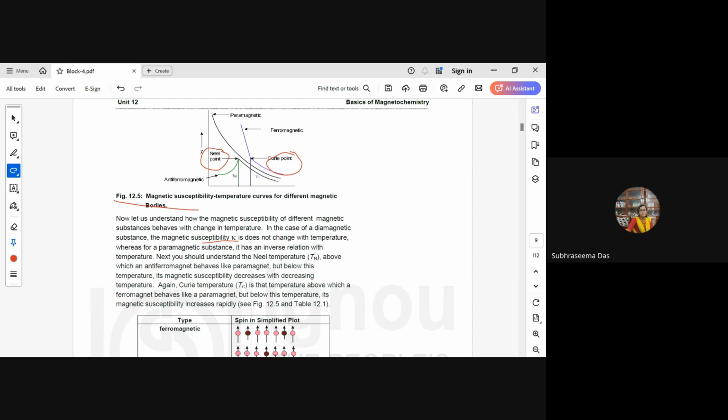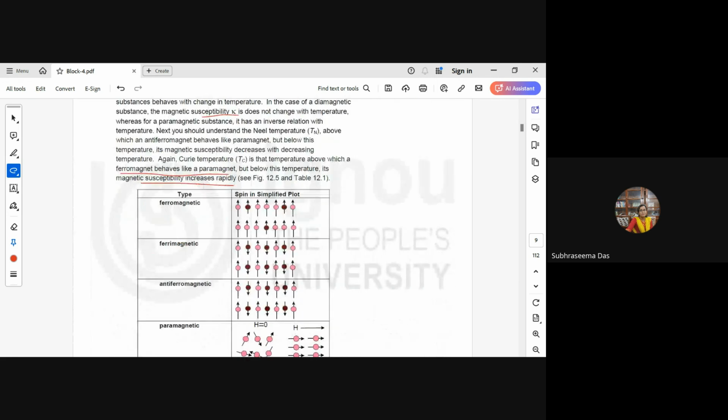On the other hand, the Curie point, that is Tc, the Curie temperature, is the temperature at which the ferromagnet starts behaving like a paramagnet, but below this temperature the magnetic susceptibility increases rapidly. So below the Néel temperature, chi decreases with decreasing temperature, but below the Curie temperature Tc, chi increases rapidly. This has been depicted in this figure, which shows the Néel point and the Curie temperature for the types of magnetic behaviour.